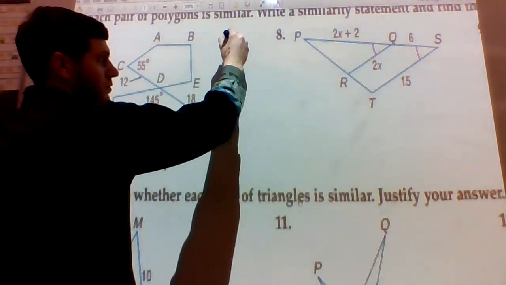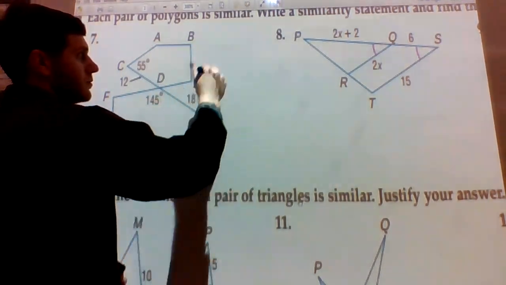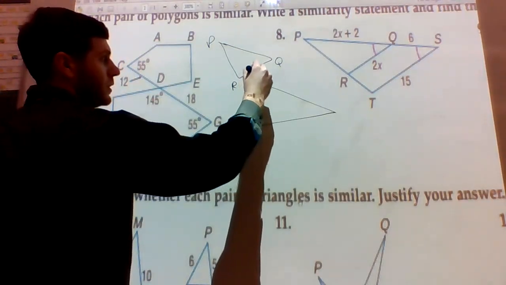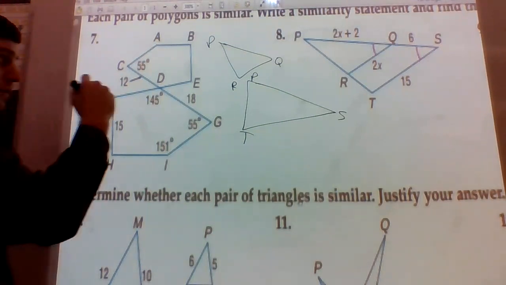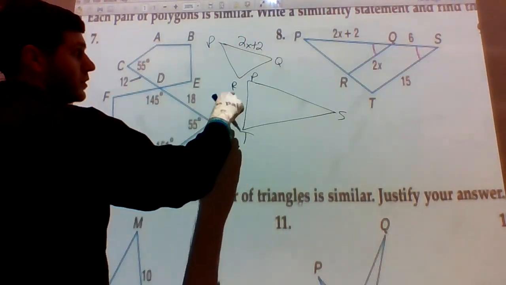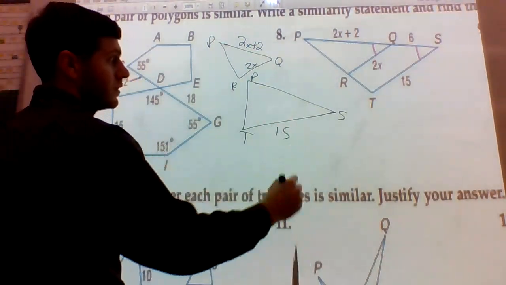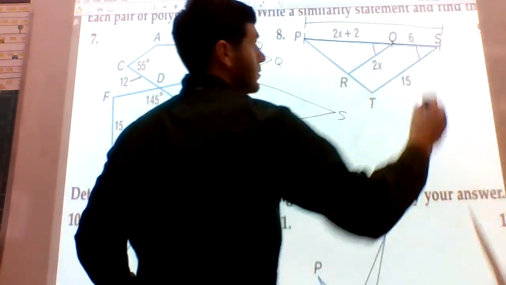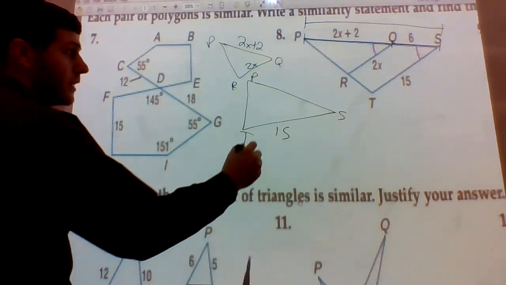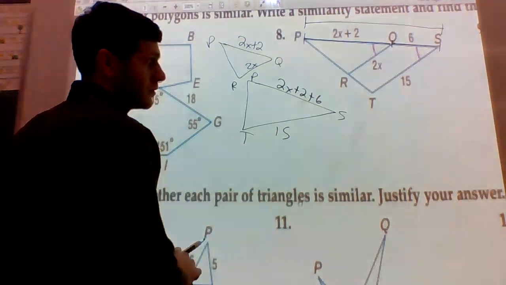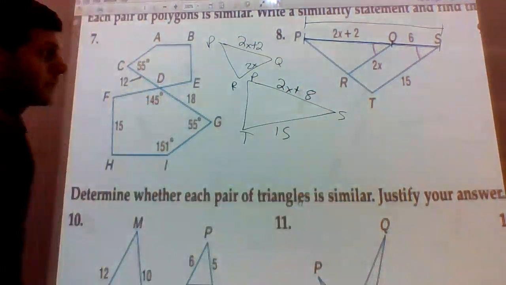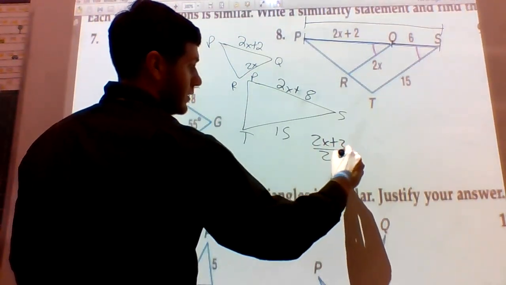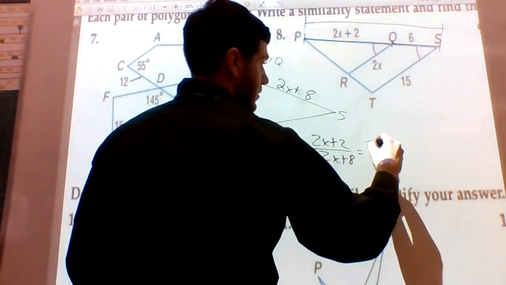So we redraw the triangles. Okay, so we have PQR, and then we have PST. Okay, we know PQ is 2x plus 2. We know RQ is 2x. We know ST is 15. PS is going to be 2x plus 2 plus 6. Okay, so the whole thing here is going to be 2x plus 2 plus 6, which is 2x plus 8. Right, 2x plus 2 plus 6 is 2x plus 8. So 2x plus 2 is going to correspond with 2x plus 8. And then 2x is going to correspond with 15.